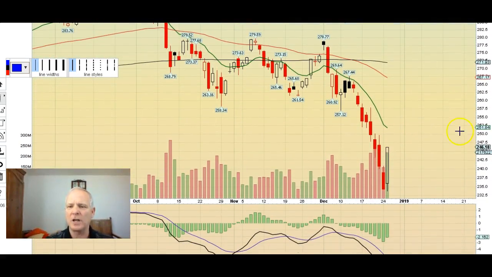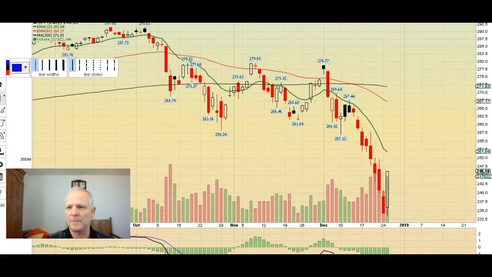Now, a person could always maybe get a pullback here and start some small positions and have a stop if it does break lower. That's what I would call a speculative type purchase. Okay, more of a beginning purchase with the possibility of moving higher.